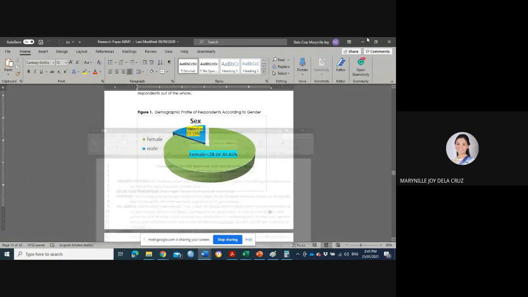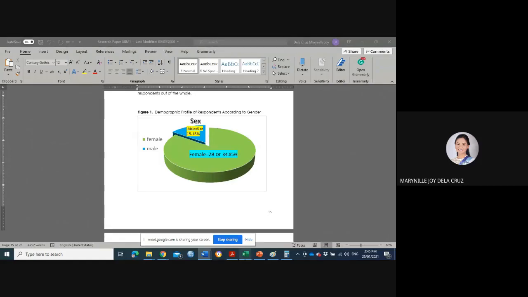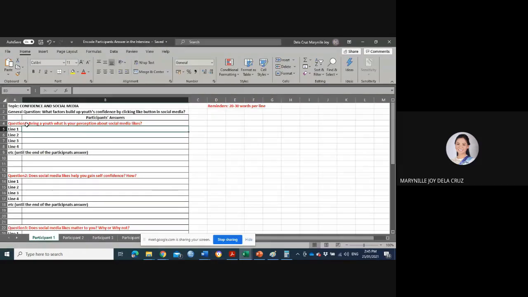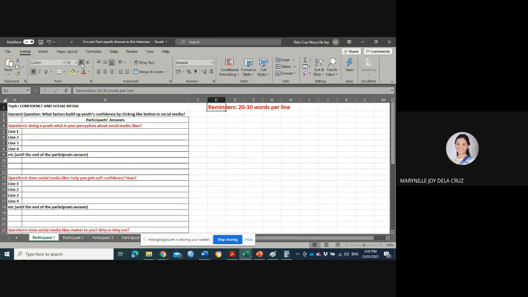So what will happen is like this. Question 1, line 2, line 3, line 4, line 5. It makes sure that each line contains only 20 to 30 words per line. So you have 20 to 30 words per line.